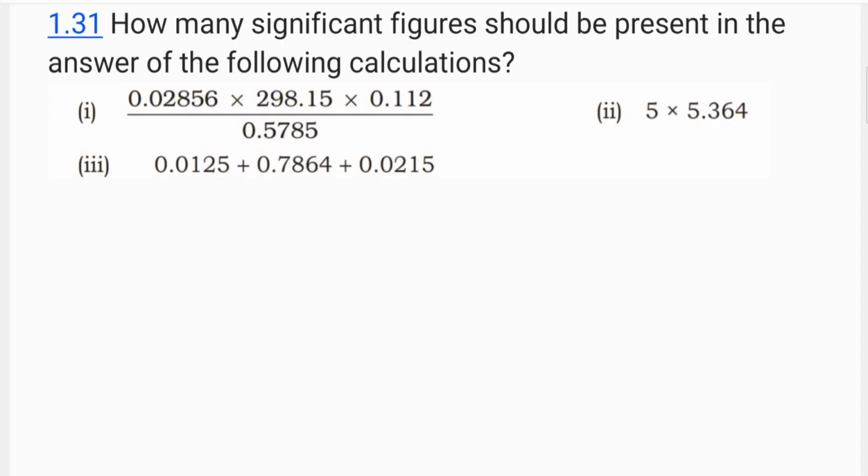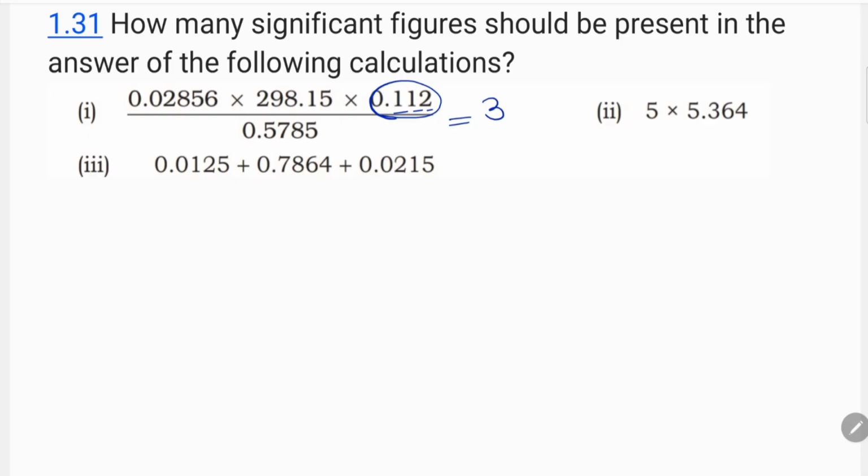Without calculating it also we can answer it. Okay, there is a trick. What we have to do is take the least precise term over here. The least precise term after the decimal is this one, which has 3 non-zero digits. So it is going to have 3 significant figures.